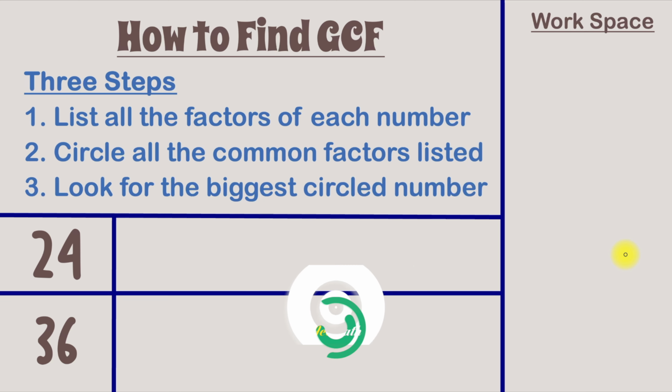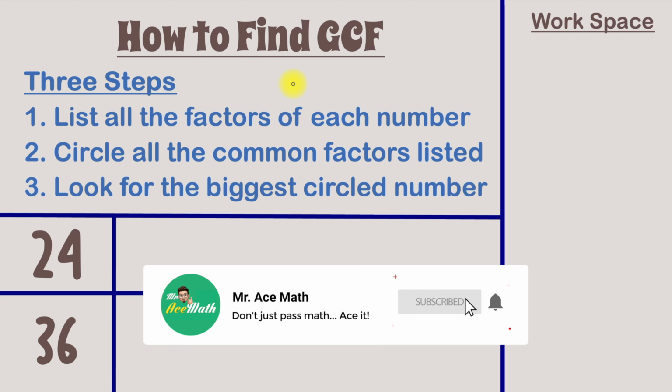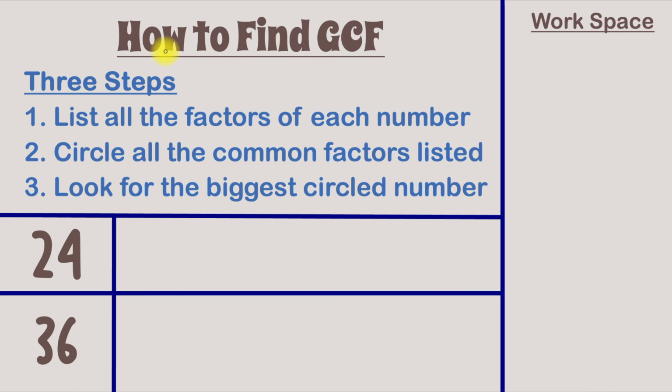In this video, we're going to go over a quick example of how to find the GCF. We're going to follow these 3 steps and we're going to find the GCF, or greatest common factor, for the numbers 24 and 36. And over here I have my workspace in case we need any extra room to do some calculations. So let's get started.